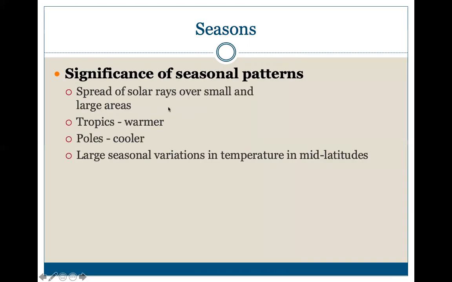So we've got the spread of the solar rays over large and small areas. I just kind of summed it up. The tropics are warmer, the poles are cooler. Large seasonal variations in temperatures happen in the mid latitudes.